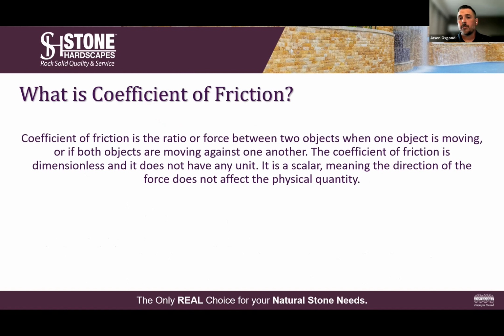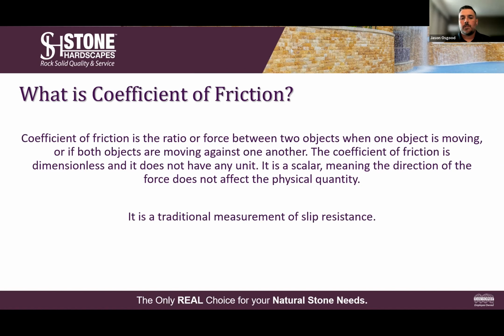What is coefficient of friction? Simple question. Coefficient of friction is the ratio of the force between two objects when one object is moving, or if both objects are moving against each other. The coefficient of friction is dimensionless and does not have any unit of measure. It is also scalar, meaning the direction of the force does not affect the physical quantity. So if you take your hands and rub them together up and down, that's friction. That's the coefficient of friction. But it doesn't change if I rub my hands side to side. So that's scalar. That is the meaning behind that.